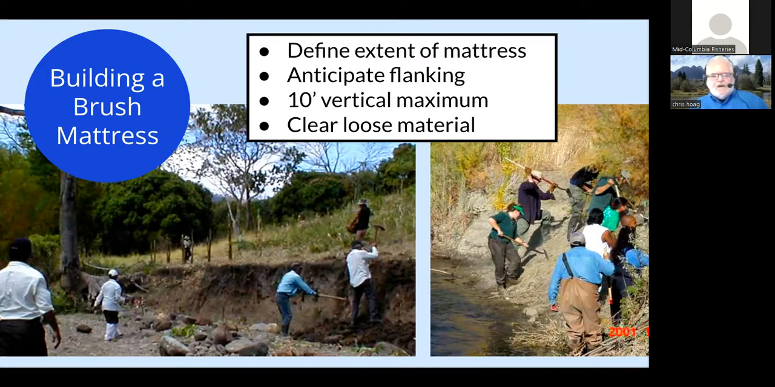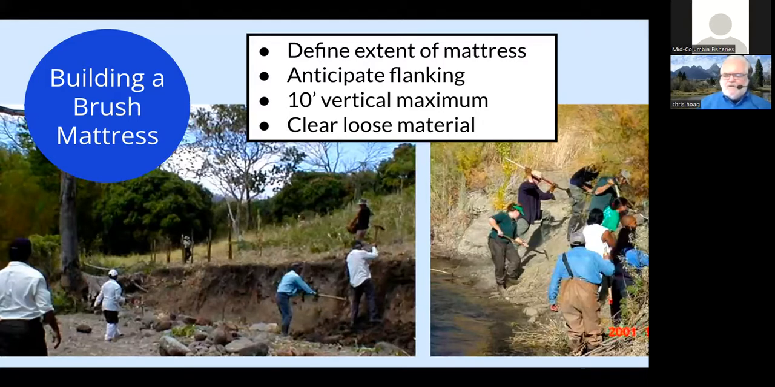You always want to go to a stable point if you possibly can. That stable point in this particular case is a tree. It could be rock, it could be a stable stand of willows, something like that. You want to go to a stable point so it doesn't flank around the ends of it. Usually these only work for about 10 feet maximum. After that, it's sort of a toss up.